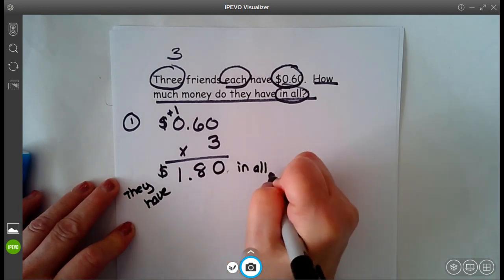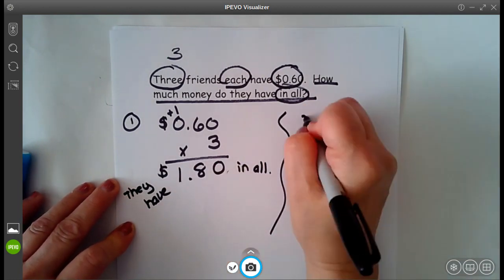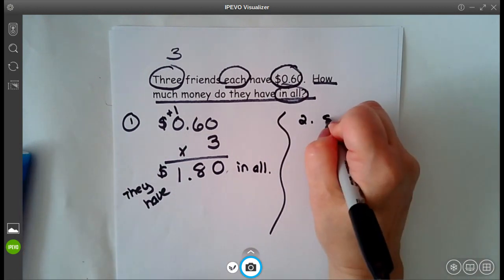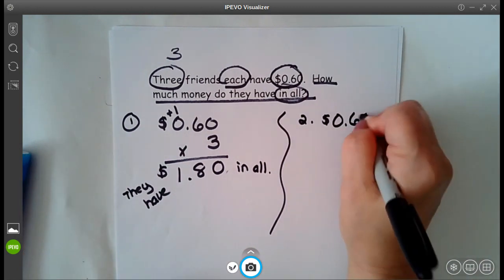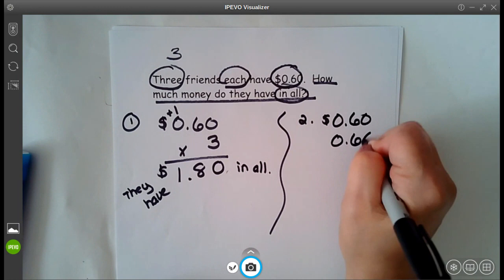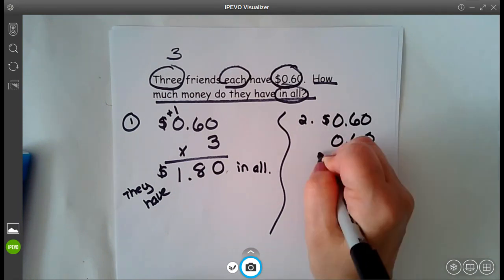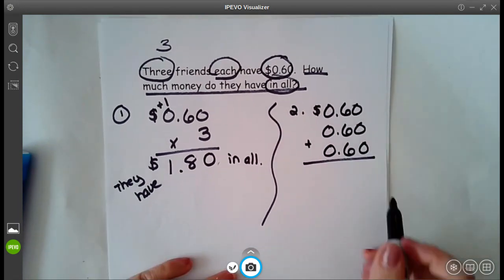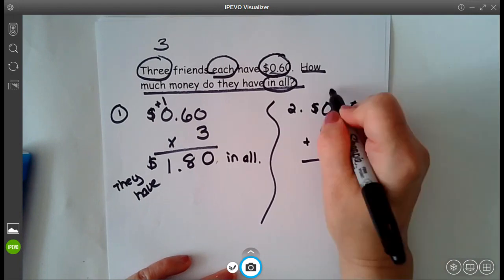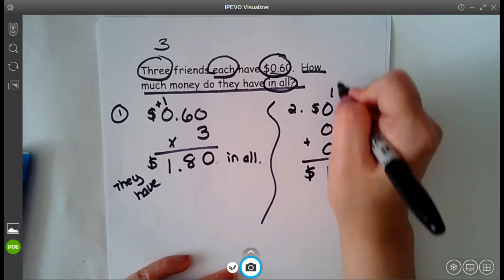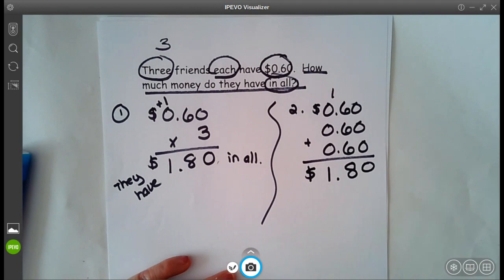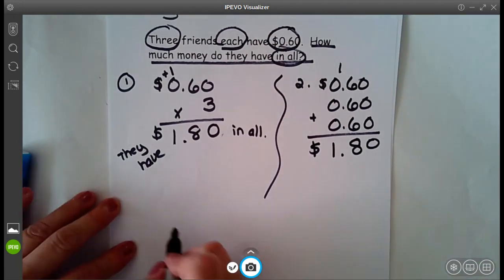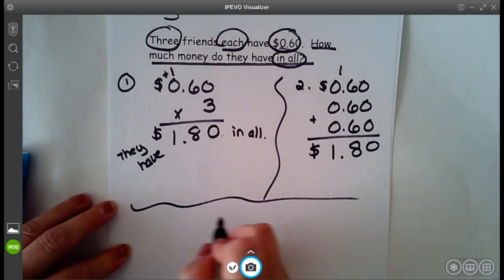All right. So let's try the second way, which was to add them. 60 cents, 60 cents, 60 cents plus 0, 18, $1 sign. Bring your decimal point straight down. $1.80. Okay, so the last way is to draw a picture.